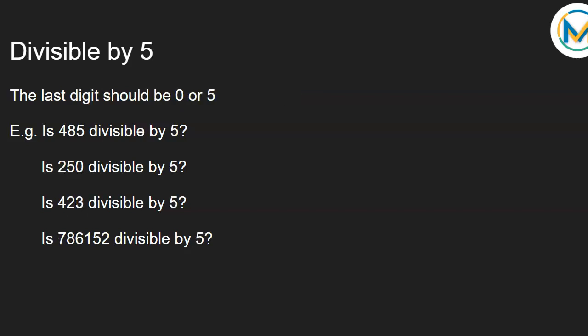Next is divisibility by 5. This is very easy. The last digit should be 0 or 5. Then it is divisible by 5. 485, yes. 250, yes. 423, no. This big number is there, but the last digit is 2. So it is not divisible by 5.